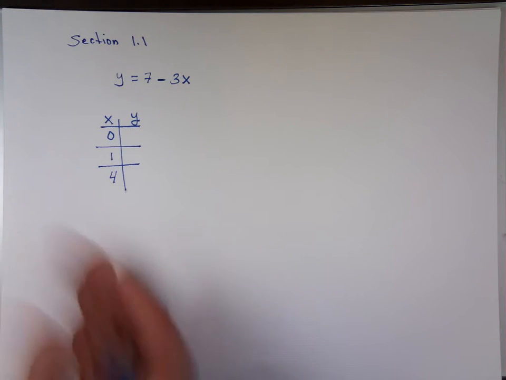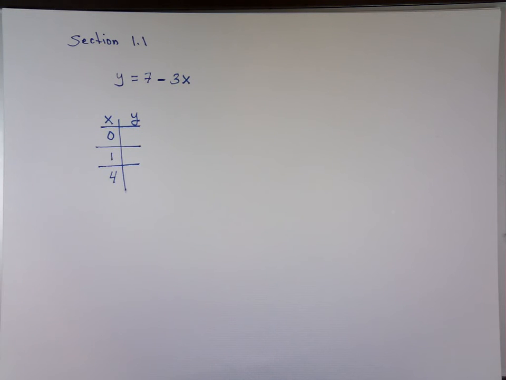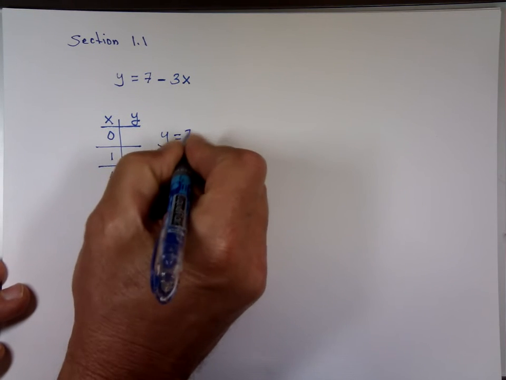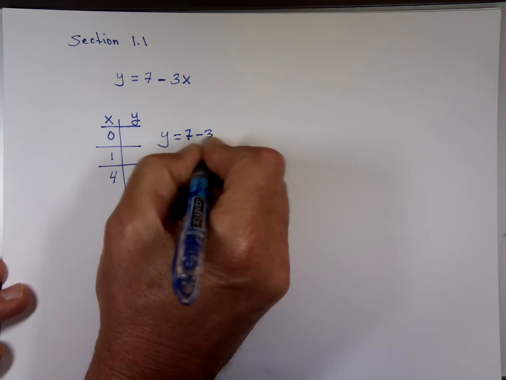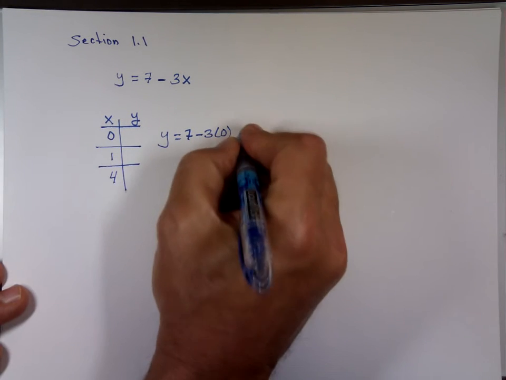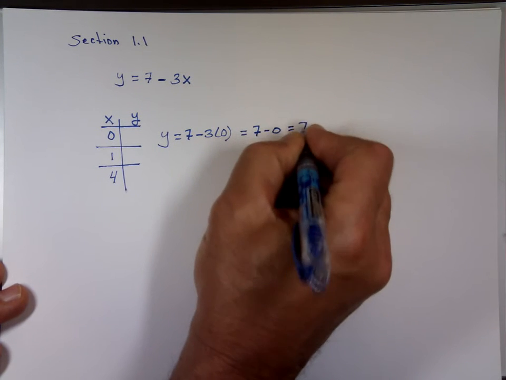So you pick these numbers, then you want to calculate or compute the y value. Well, how do you compute the y value? Well, when x is 0, what is y? 7. Yep, 7 minus, you replace x with 0. 3 times 0 is 0. That's 7 minus 0, which is what? 7.